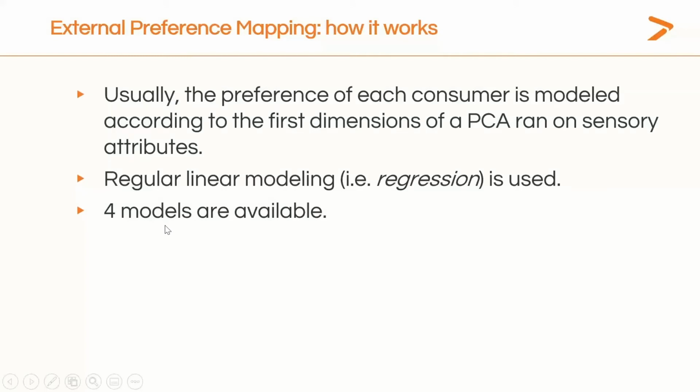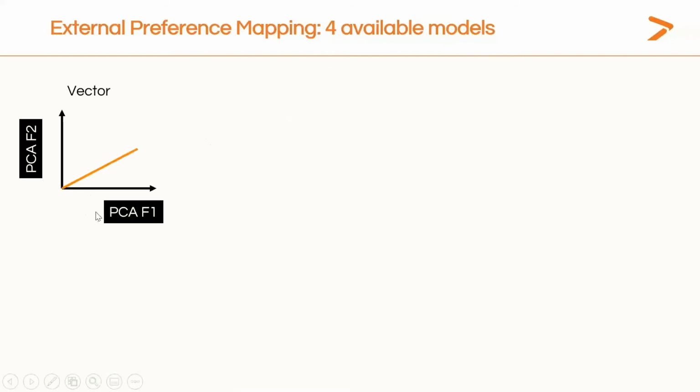Now, for those of you who are familiar with statistical techniques and regression, let me tell you about the technical way external preference mapping works. Usually the preference of each consumer is modeled according to the first dimensions of a PCA run on sensory attributes. There are 4 available models in external preference mapping. The simplest one is the vector model. PCA F1 and PCA F2 are simply the first 2 PCA dimensions of my sensory space.